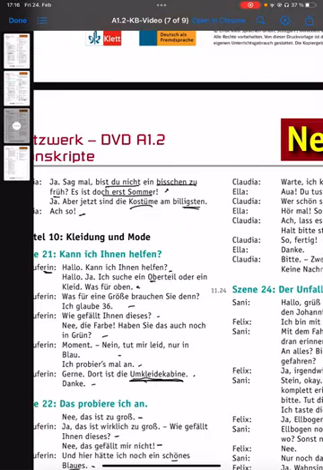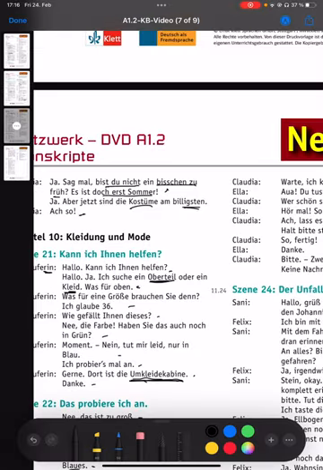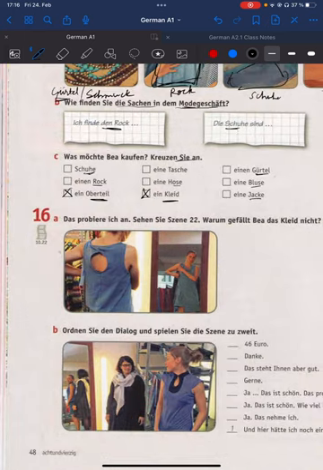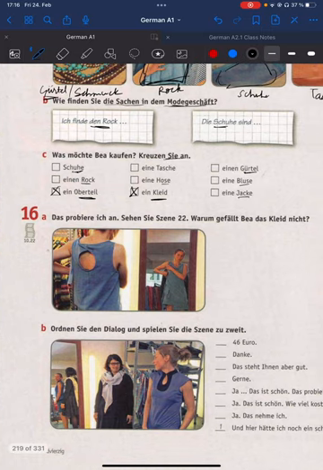Ich suche ein Oberteil oder ein Kleid. So she is looking for ein Oberteil or ein Kleid. Next, Schuhe, Tasche, Gürtel. Okay, so this is Gürtel. Next, Rock, Hose, Bluse, Jacke. But she was looking at most of the things, but she just wanted these two. Ich probiere es an. So okay, this is the second.